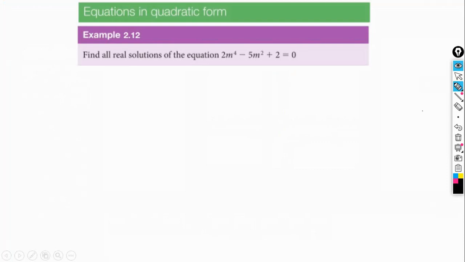Now we're going to take a look at equations in quadratic form, and let's study example 2.12.